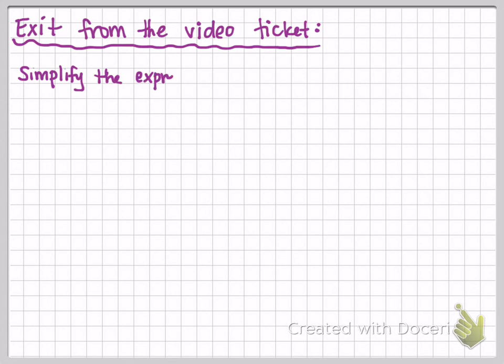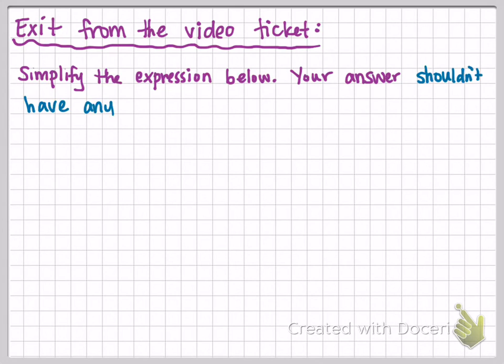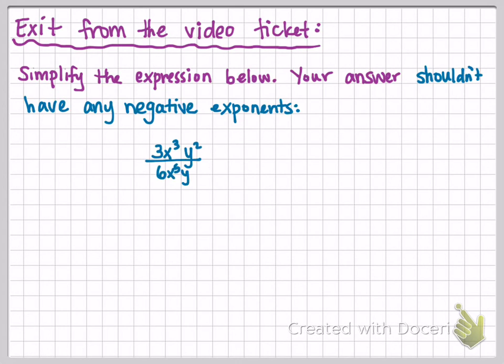Okay, your exit ticket to get out of this video is to try to simplify this problem. It's going to use all of the rules that we've done so far, and your answer when you're done should not have any negative exponents. If you have negative exponents, you're not done still, okay? So take a second, pause. This problem tests everything that we've done so far, and then go ahead and restart it when you're ready to check.